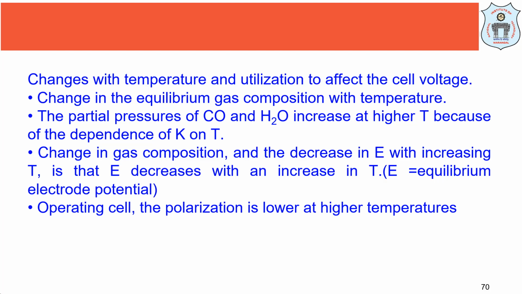So in an operating cell, the polarization is lower at higher temperatures. That is what I have told you. At 800 degrees Celsius we have 1.155 V equilibrium voltage. At 1000 degrees it is 1.133 V.